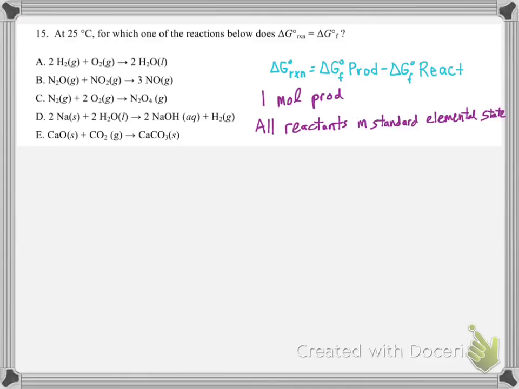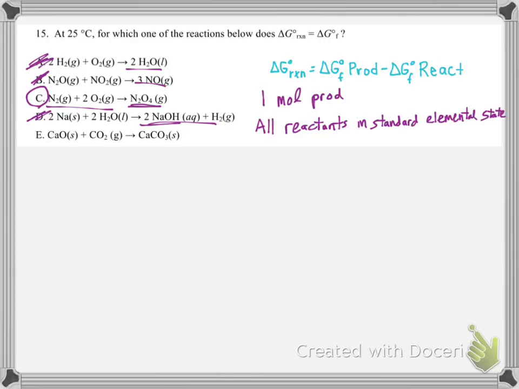So we can actually eliminate a number of these answers right off the bat. For example, here we're making 2 moles of product, nope. Here we're making 3 moles of product, nope. Down here we're making 3 moles of different products, nope. So we're left with choice C and choice D. And the one that's going to win here is the one where the reactants are in their standard elemental state. So it's going to be choice C. All reactants are in standard elemental state. We're only making 1 mole of product.